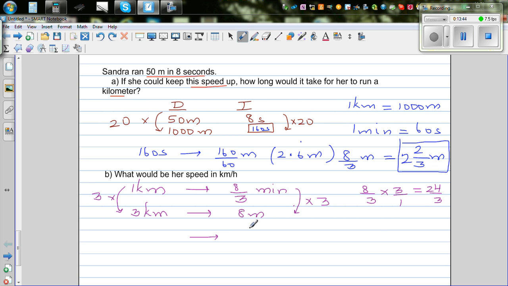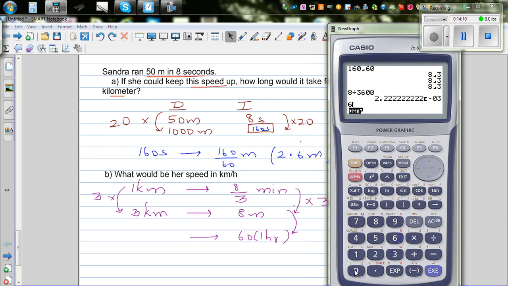Now I want to find in 1 hour, and I hope you know that 1 hour is 60 minutes. So 60 minutes is same as asking 1 hour. So now I have to ask the question, 8 goes in 60 how many times? I don't know, 8 times 7 is 56. So it should be more than 7. So I'll use my calculator, 60 divided by 8. It's 7.5. Or you can check, 8 times 7.5 gives you 60.